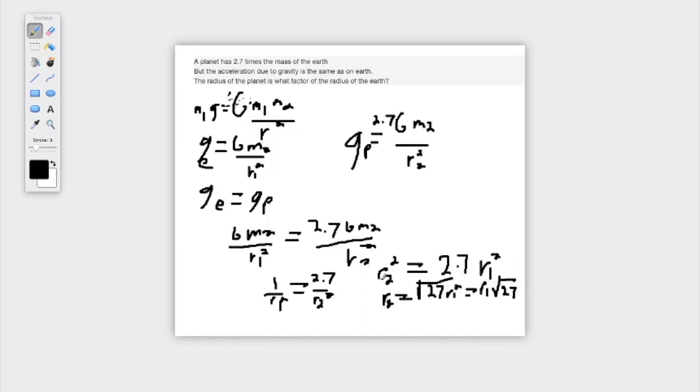But the thing is, they didn't ask for the radius, they asked for the factor. So to find the factor, you can just divide by r1. And we see that they cancel out. So the radius of this other planet increases by a factor of the square root of 2.7.